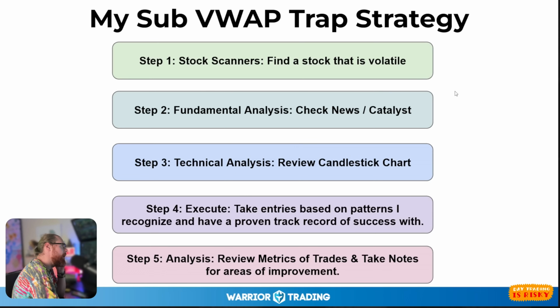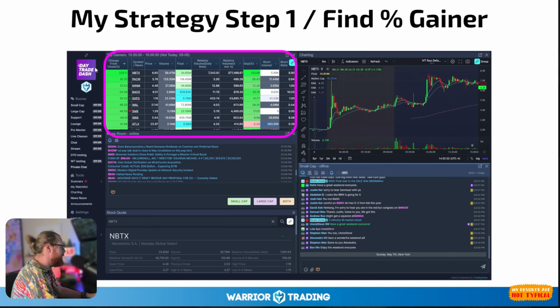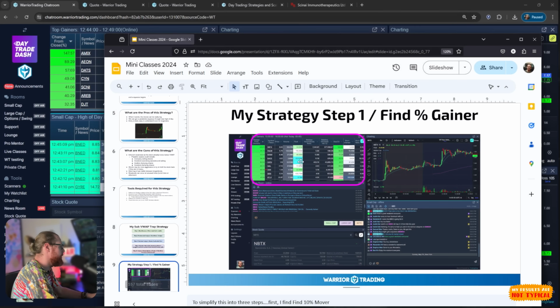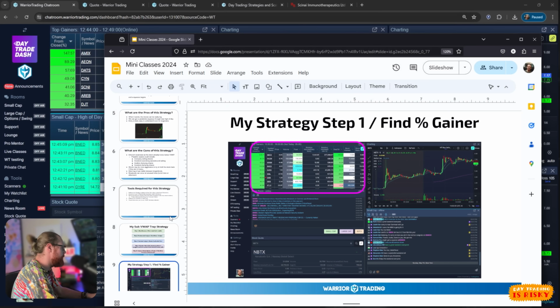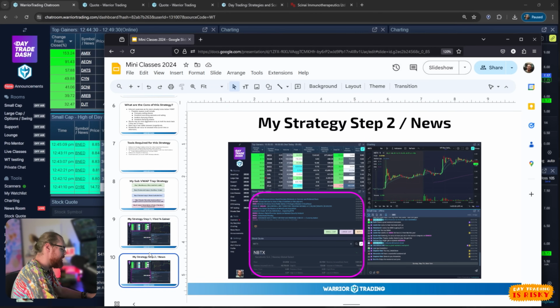It's up to you. Okay, so now let's talk about my sub-VWAP trap strategy. So step 1 is finding a stock that's volatile. So step 1, find the stock on the scanner. Step 2 is to figure out what the news catalyst is.